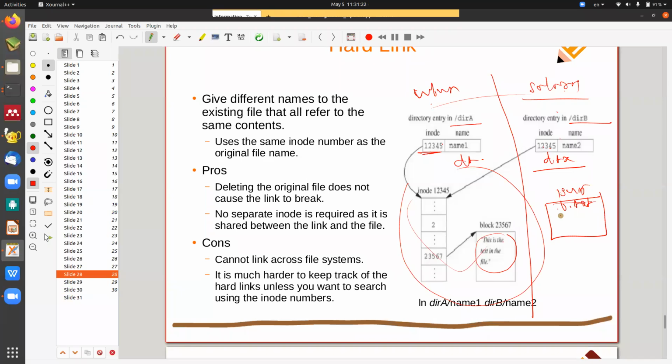This means this kind of hard link is not suitable if both of them belong to two different file systems, because in two different file systems, they are maintaining the same numbers of inodes.